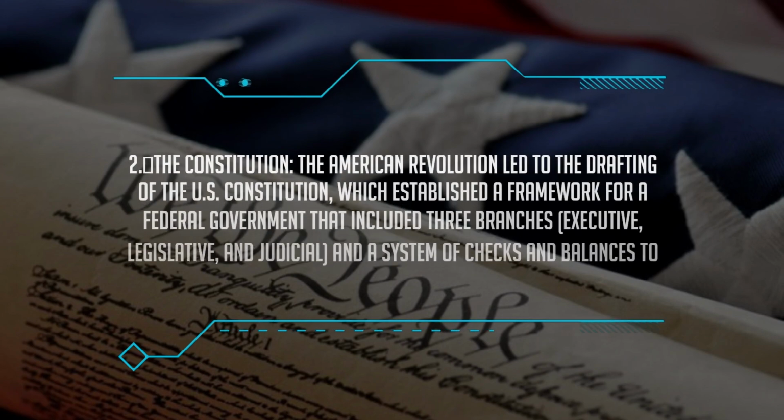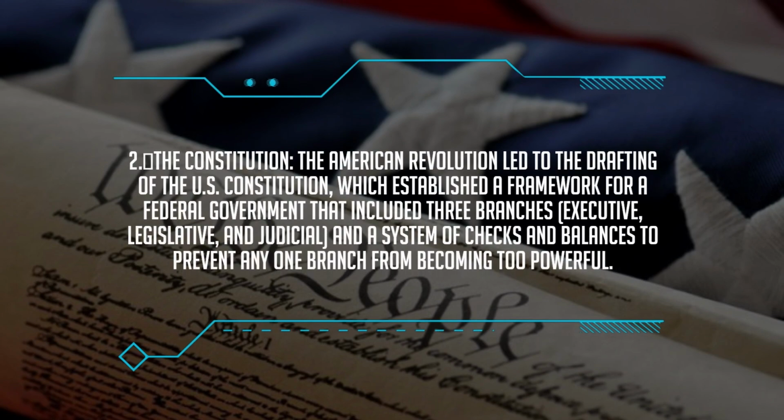2. The Constitution. The American Revolution led to the drafting of the U.S. Constitution, which established a framework for a federal government that included 3 branches: executive, legislative, and judicial, and a system of checks and balances to prevent any one branch from becoming too powerful.